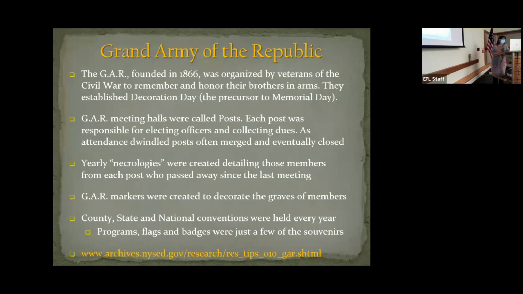The Grand Army of the Republic, like I said, was designed right after the end of the Civil War for Union soldiers as a place to come together. They're the ones that invented Decoration Day. They have very robust inventories of paperwork. The New York State Archives has probably the best collection of GAR records that I've had the pleasure of working with. It's, again, just an example of the types of records that are out there.